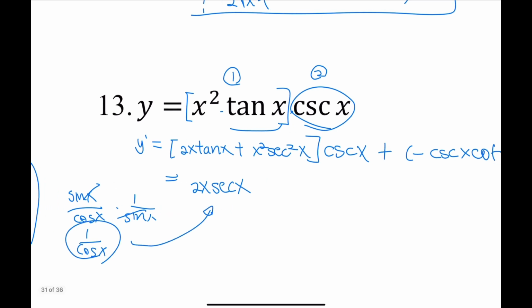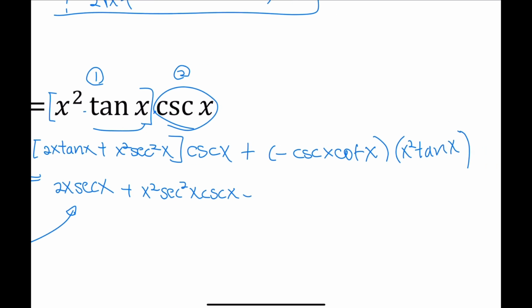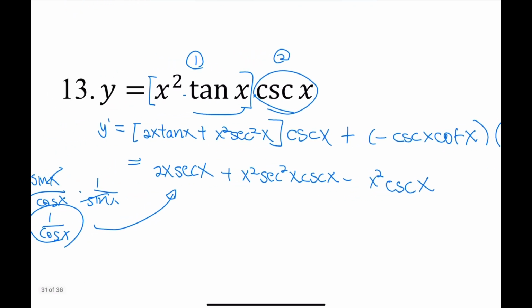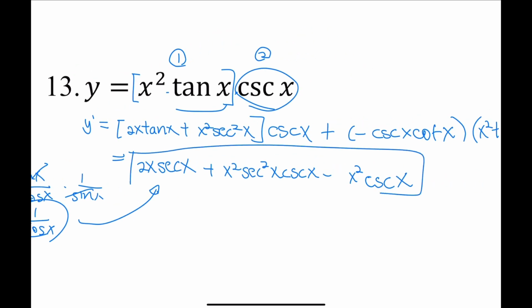And then plus x squared secant squared x cosecant x, and then minus just x squared tangent x cotangent x and then cosecant x, but then we know that these two cancel out because they're reciprocals. So that means we just have a negative x squared times cosecant x, right? Okay, so that's basically our answer right here.